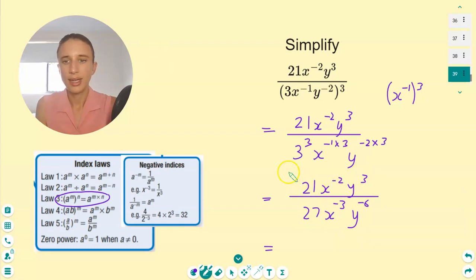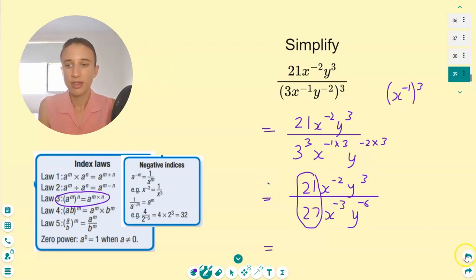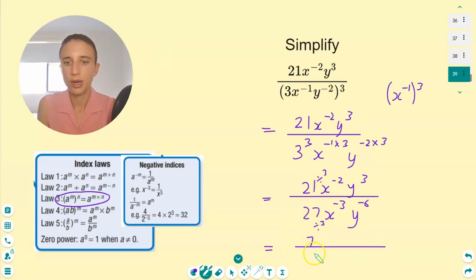So, is there a common factor between these normal numbers that you can see? Because we want to simplify the fractions. Good work. The common factor is 3. So we're going to divide by 3 on the top and the bottom. So 21 divided by 3 is 7. 27 divided by 3, well, 9 3s are 27.